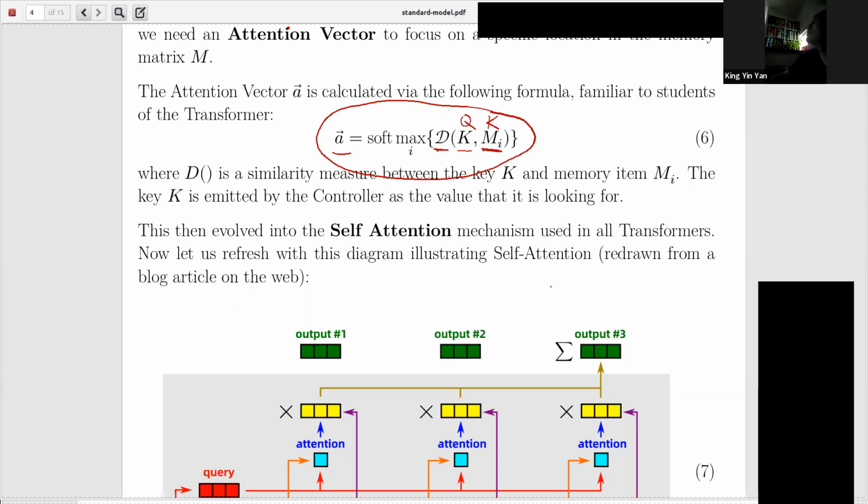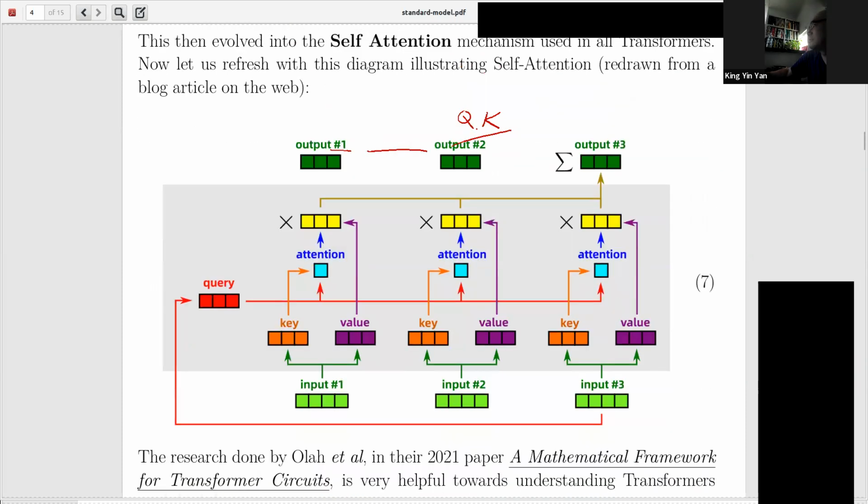Oh, sorry. I wrote this wrong. Maybe this should be the query. This should be the query. It's not K. It's Q. So anyway, the attention is the softmax of a similarity measure between the query and the key. Yeah, this is wrong. This is the query and the key. And so now you have this. So you more or less understand this now, right? How they get the output. This is important.